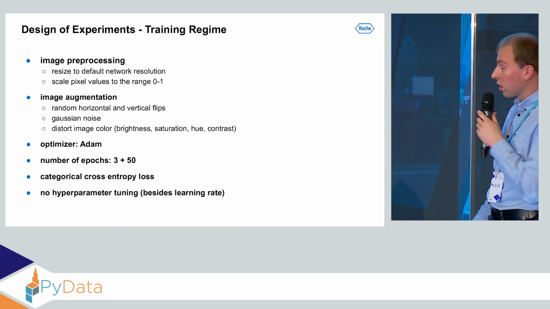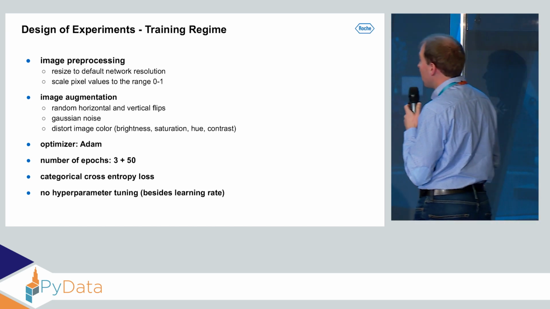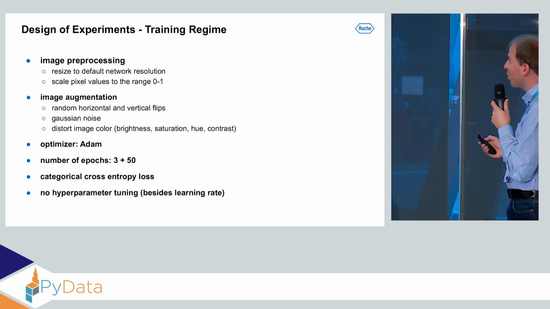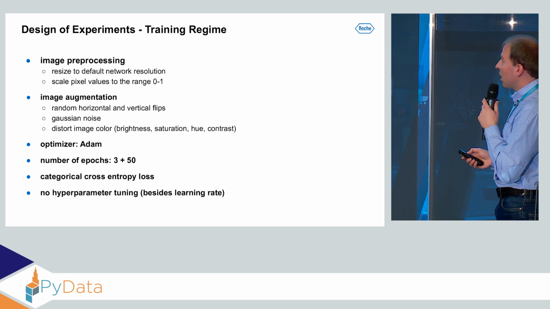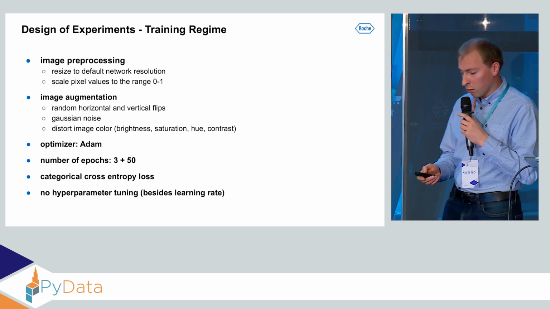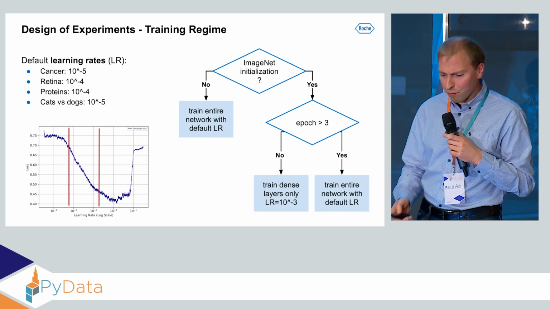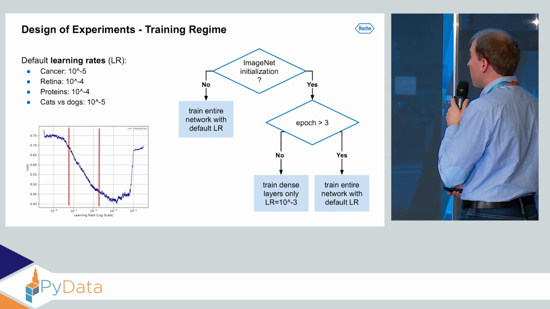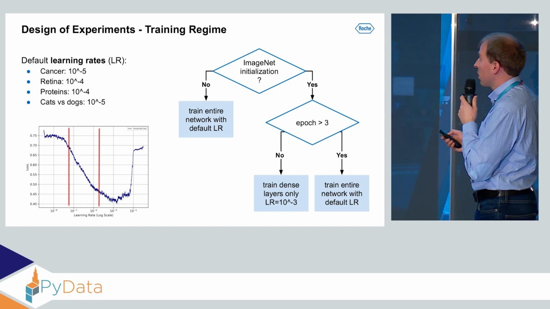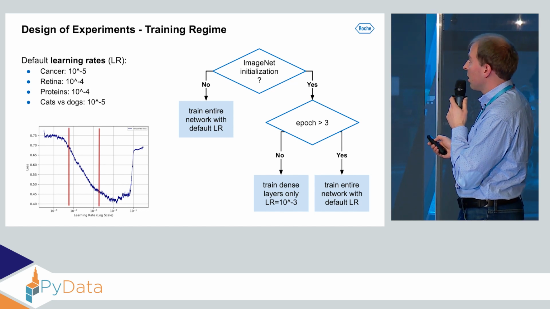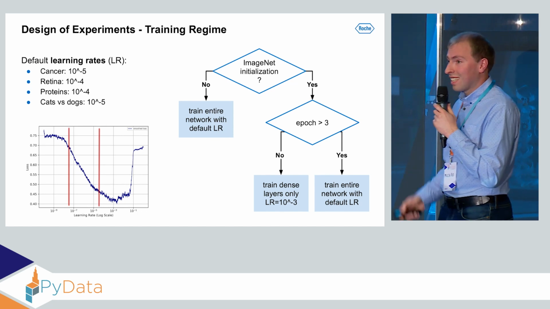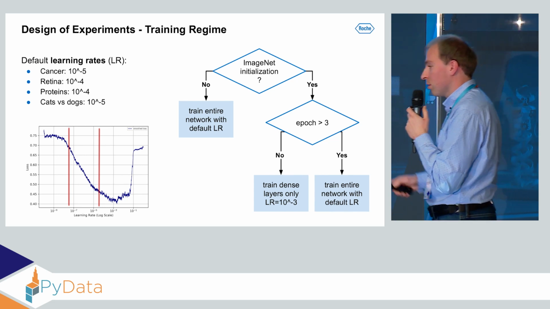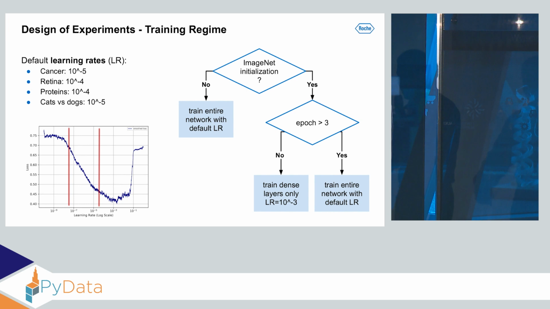We used categorical cross-entropy as the loss function, the Adam optimizer, and all the configurations were trained for 53 epochs. Actually, the only hyperparameter that was tuned was the learning rate. So we basically wanted each dataset to have a correct learning rate, not too small or not too large, but just right for the network to optimize steadily.